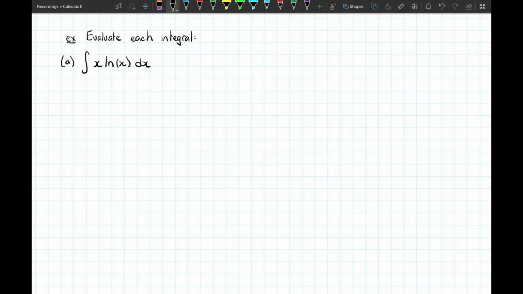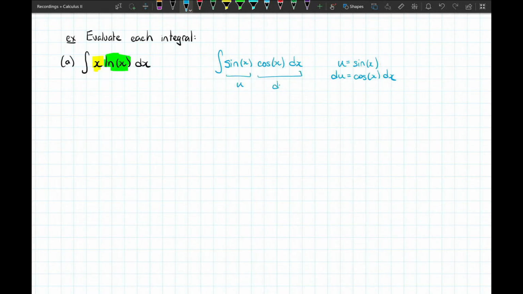In this first example, x ln x, we have two functions multiplied together, x and the natural logarithm of x. So it makes sense to just see whether or not a substitution is going to work. Substitutions can often work when we see a function multiplied by its derivative. When we see a function multiplied by its derivative, then simply having u equal to one function will give us the derivative of that function dx, and sure enough, we can just rewrite this as u du.